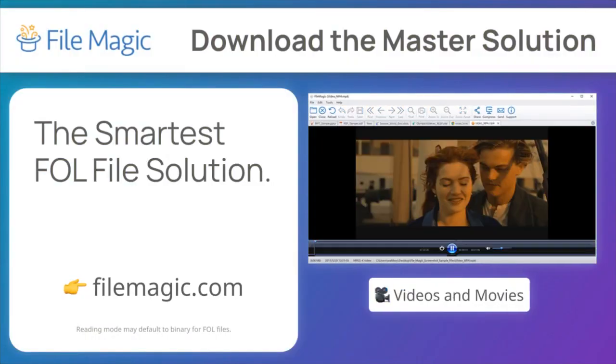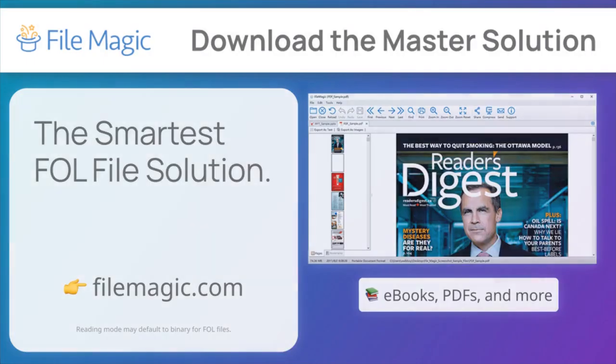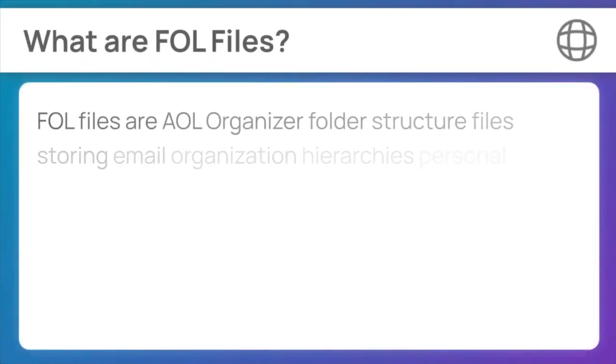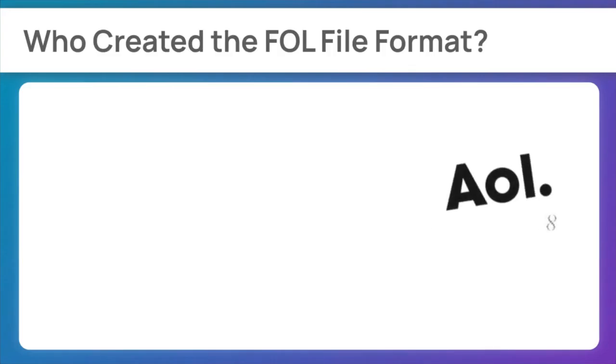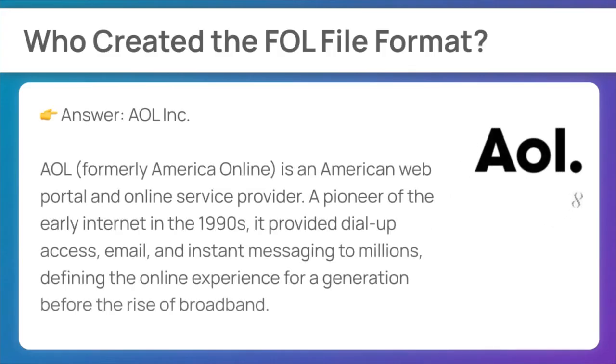FOL files are AOL organizer folder structure files, storing email organization hierarchies, personal filing cabinet data, and folder metadata from America Online Desktop software. They define how emails and saved content are categorized within the AOL client interface.